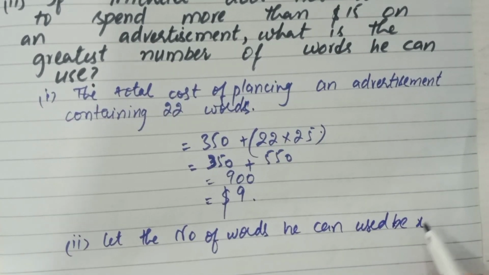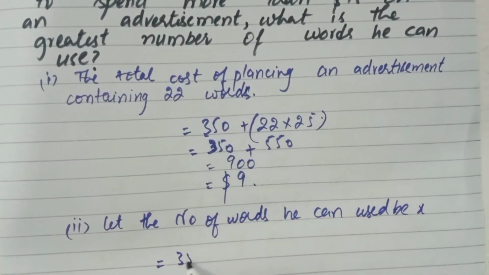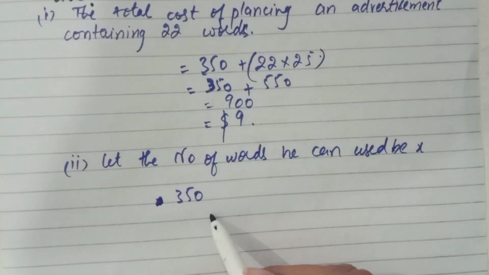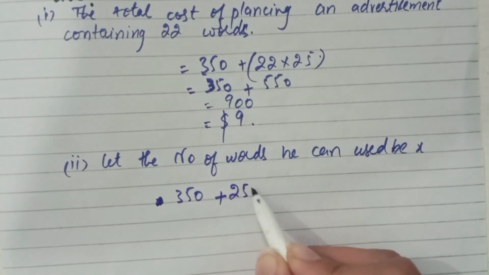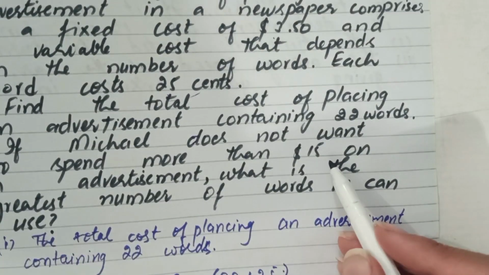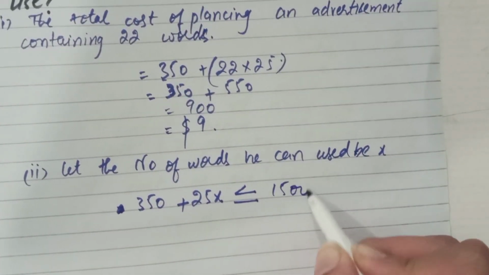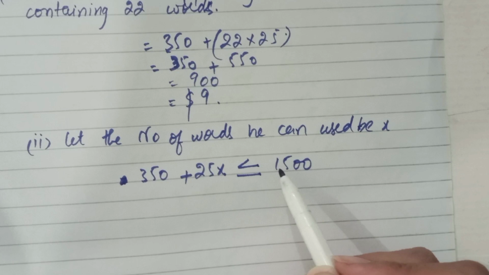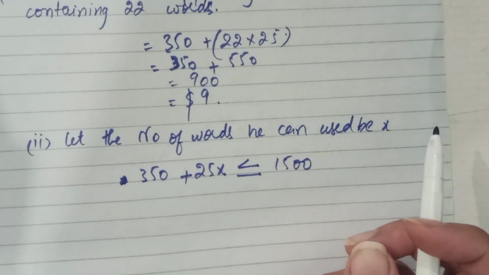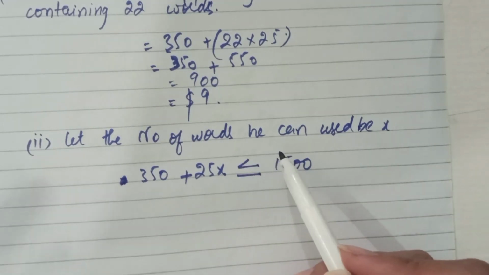This we suppose, and we know that each word costs 25 cents, and that is the fixed amount. So we can write 350 cents plus 25x cents is less than or equal to $15. We also convert the $15 into cents, which is equal to 1500. We write the inequality because we have to find the maximum number.